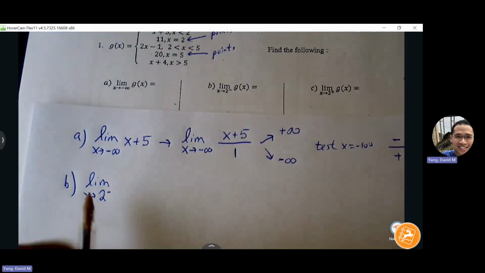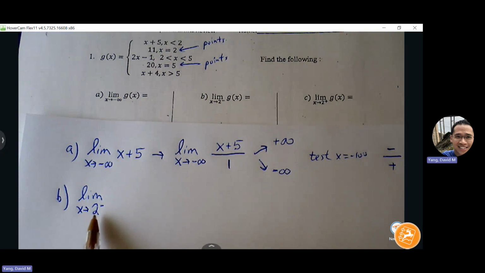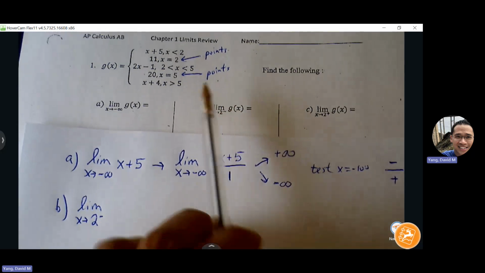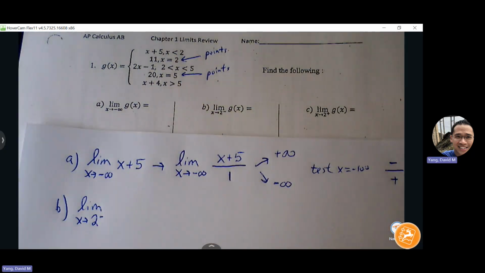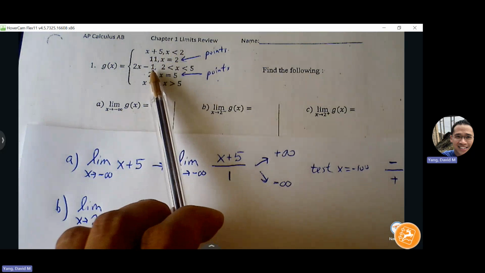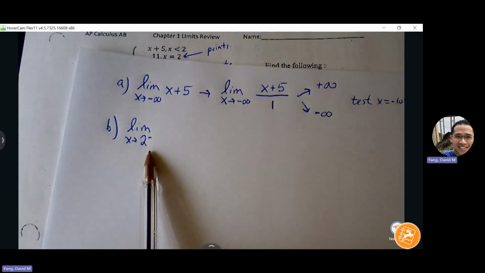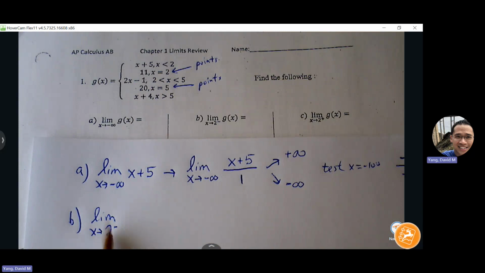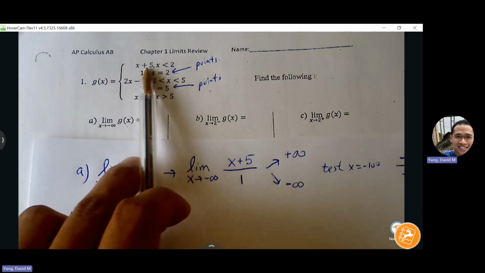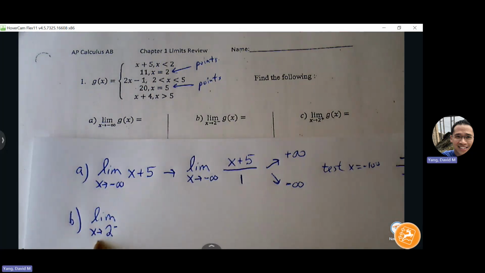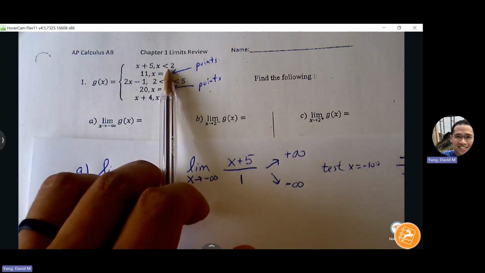Approaching 2 from the left side of 2. So imagine numbers like 1.8, 1.7, 1.6. Where are those numbers going to live? Which expression? Is it the x plus 5 or the 2x minus 1? Right now we're just picking which expression to use. It's x plus 5, because we're coming from the left side of 2, so x is less than 2. From the left side of 2 is still less than 2, so x plus 5.